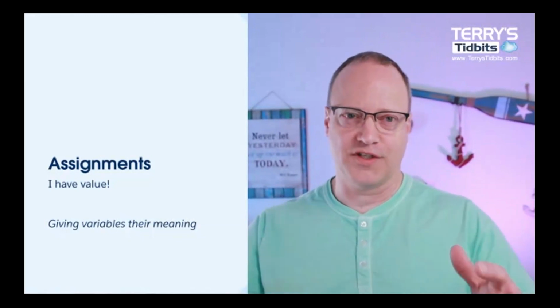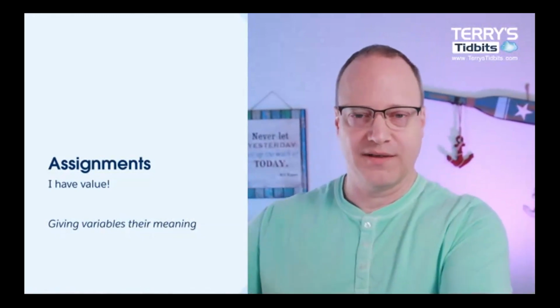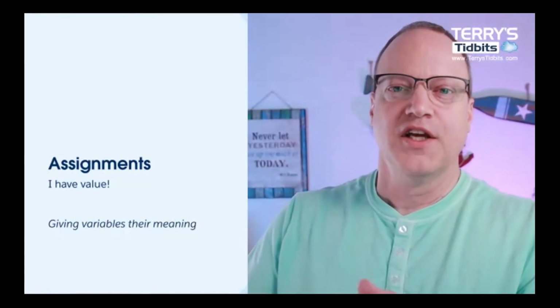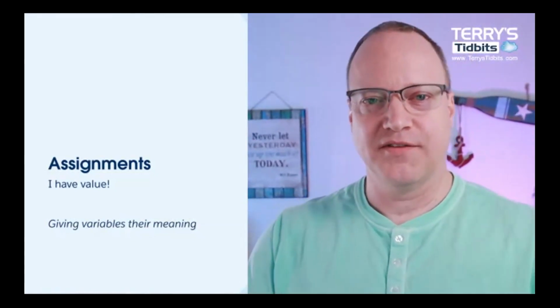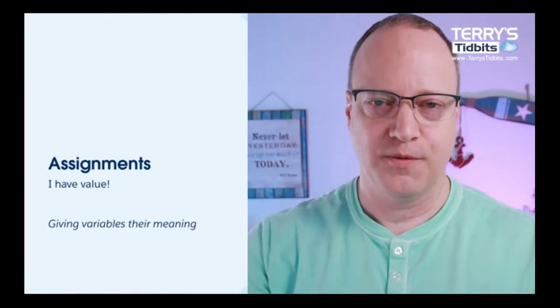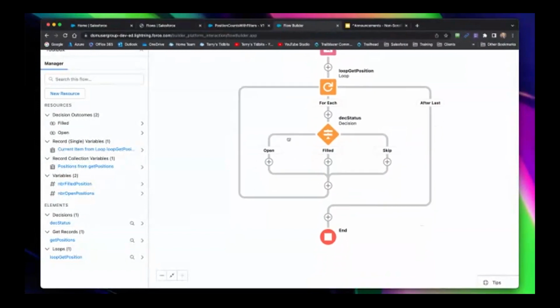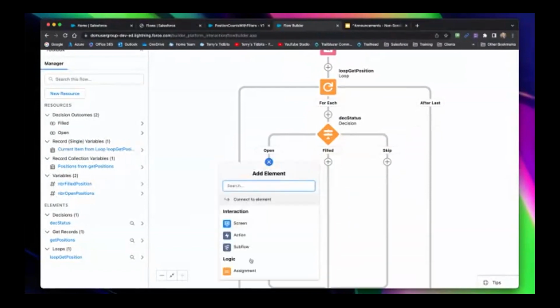It's kind of like having your dresser drawer with nothing in it. It's not serving its purpose yet. So assignments give us the ability to add values to our variables. So let's first do that with our open path. So we're in our loop. We have current item in loop. It's coming in and looking at that decision. And we're going to go down the open path and we're going to throw an assignment in here.